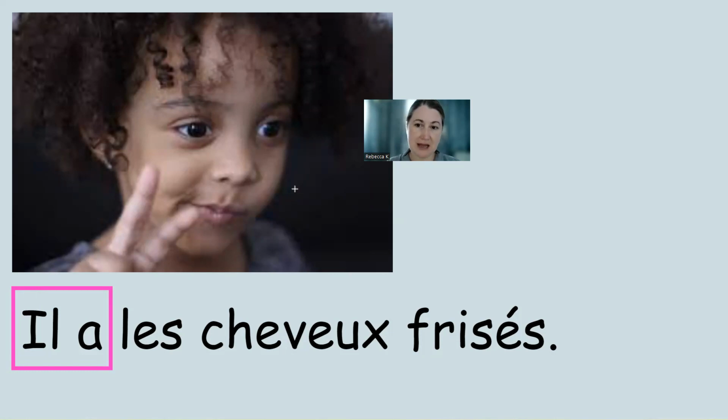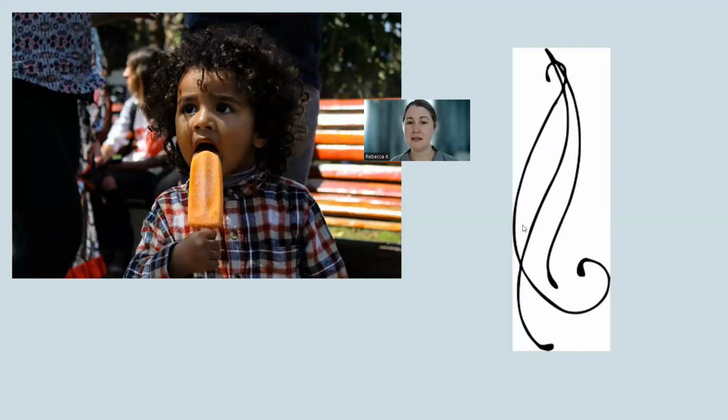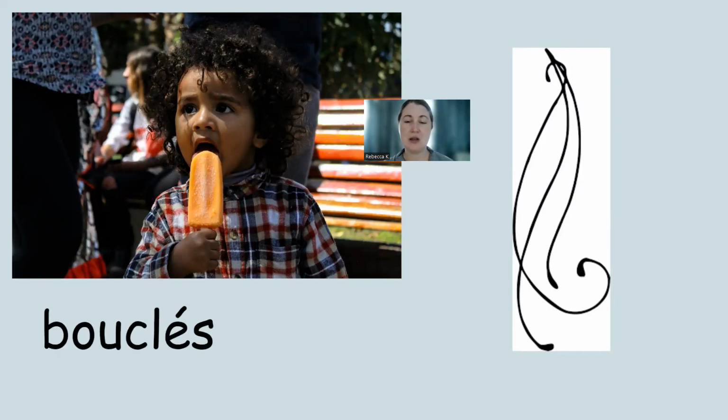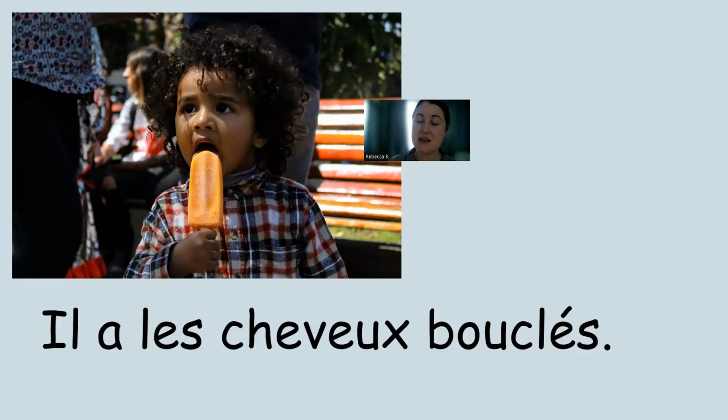You can pause the video at any time if you want to practice speaking, saying the sentences more and more. The more you say them, the better. Bouclé. My hair is a little bit curly. Bouclé means curly. If you do an action, that would be great if you could participate in doing some actions. It adds to the learning experience. Bouclé. Il a les cheveux bouclés. He has curly hair. Say it with me. Il a les cheveux bouclés.